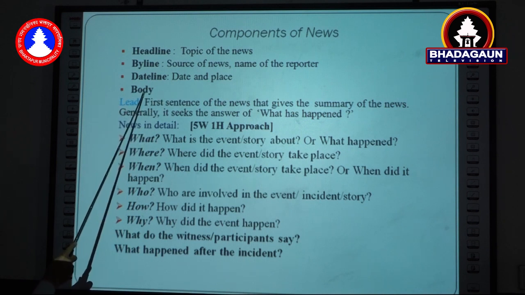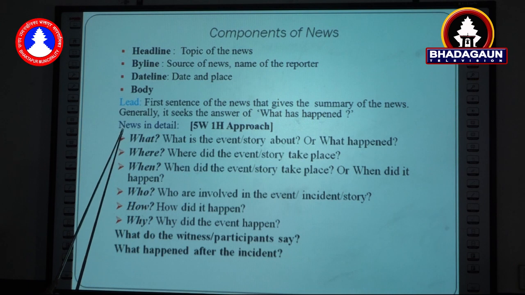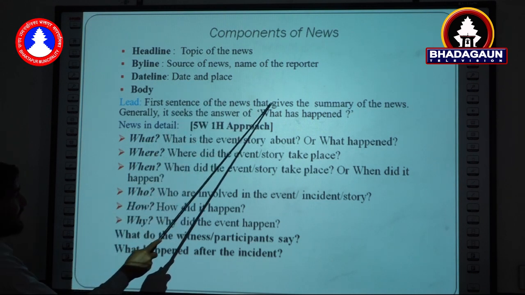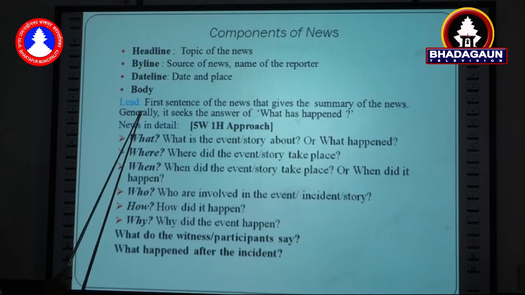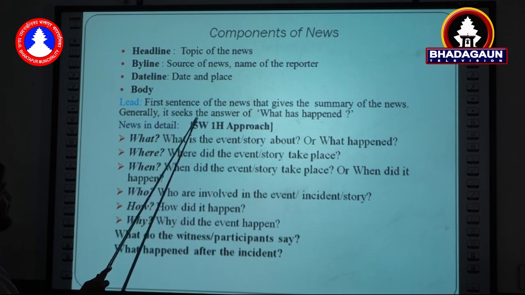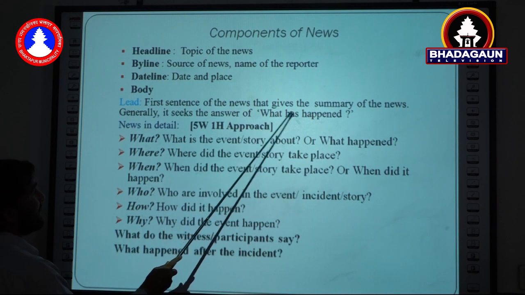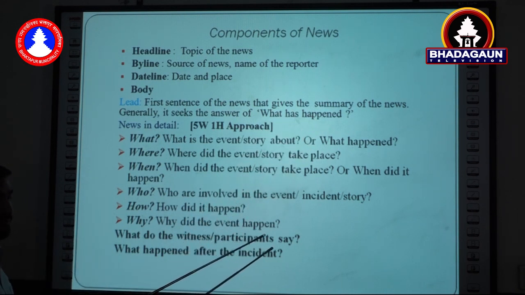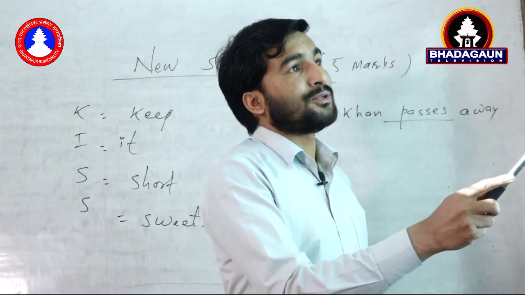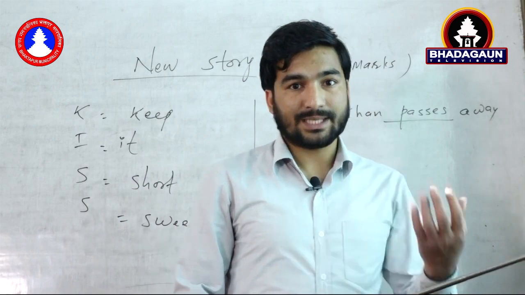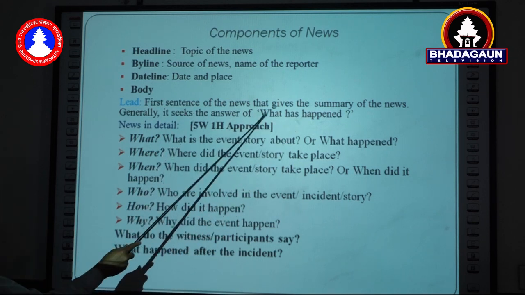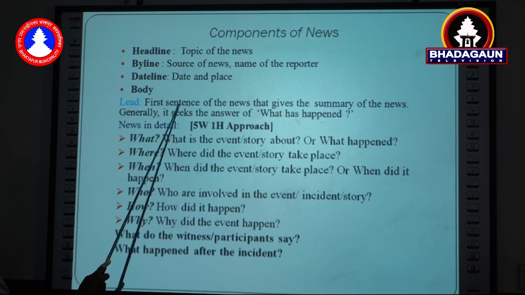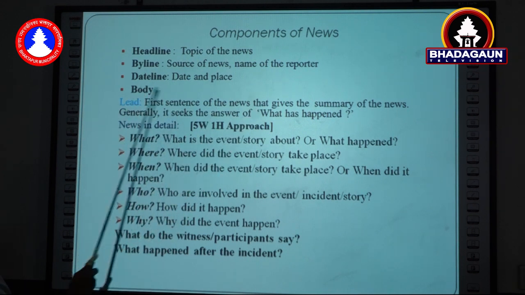The body is also divided into two: first the lead, second the news in detail. So what is the lead? Lead means the first sentence of the news. It gives the summary, the conclusion, the important message of the news. Generally it answers the question of what has happened. For example, 50 people died in a bomb attack, or 5 people were killed in a bus accident. It is the main event of the story, written at the very beginning of the body.